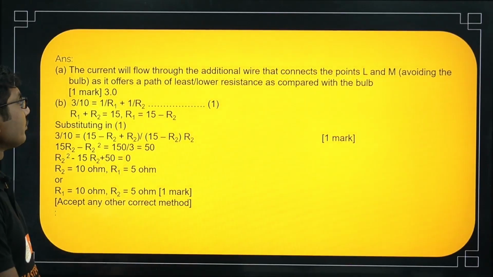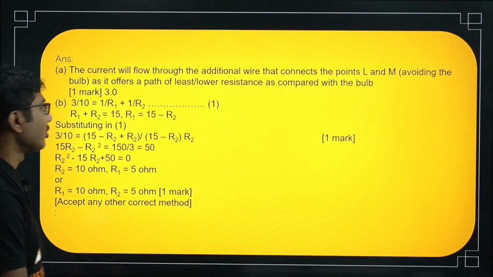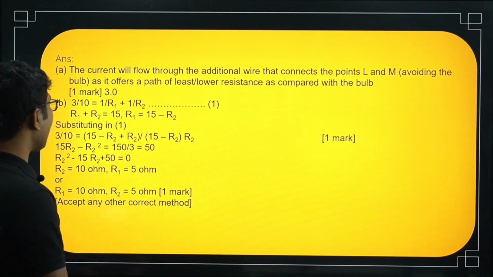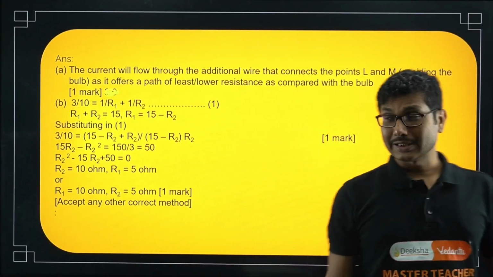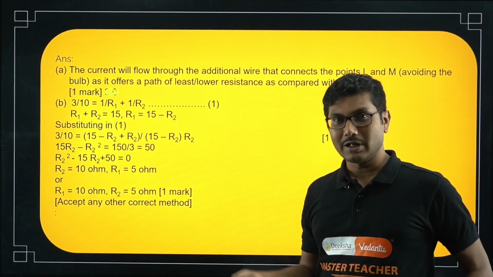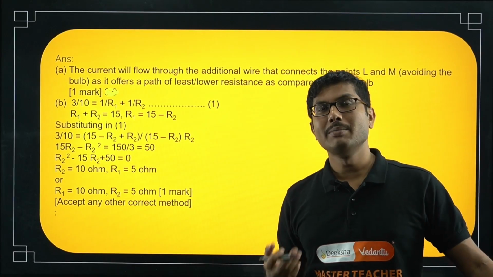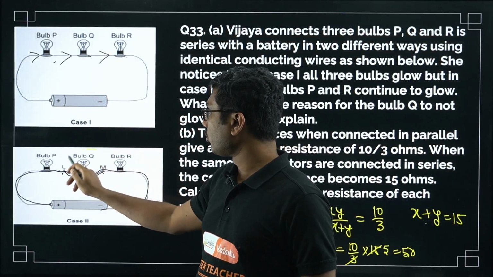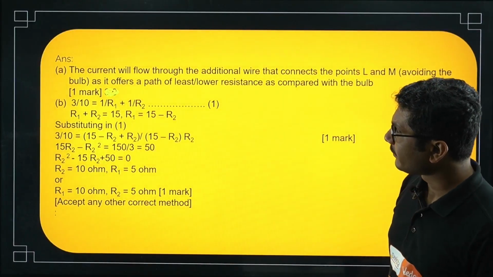So the current will flow through the additional wire that connects the points L and M, avoiding the bulb as it offers a path of lower resistance as compared to the bulb. So that is 1 mark. As I said, because it is short circuiting the points L and M, current will pass directly through the wire because it is offering a low resistance, and that is why no current will pass through the bulb Q, so it will not glow because no current is flowing through this bulb. Okay, so this is the first part, 1 mark for that.